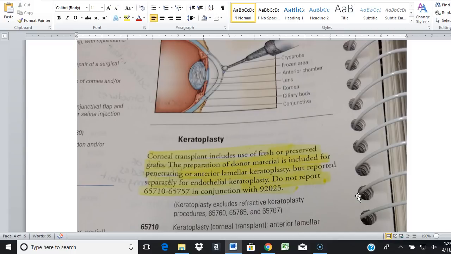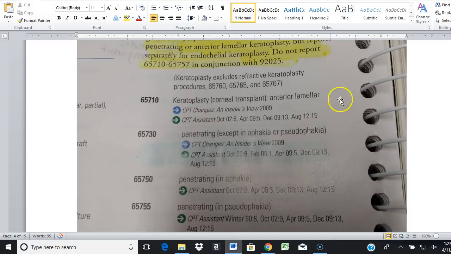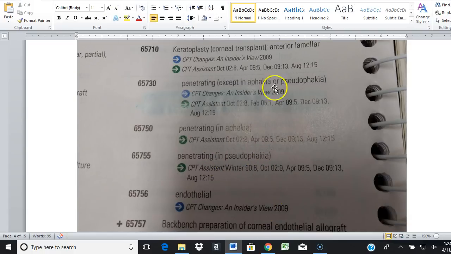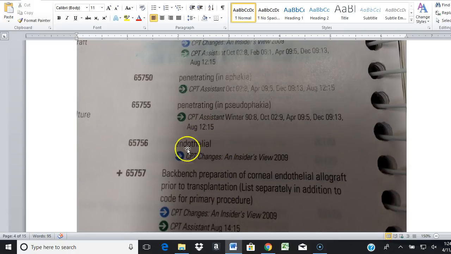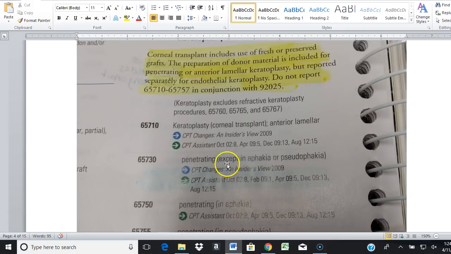So this means we are removing the cornea and we are transplanting the cornea. This is similar to an implantable contact. So they do this for a variety of reasons. We need to know what type they are doing. Is it an anterior lamellar? Is it penetrating? Except for aphakia or pseudophakia. Aphakia means they do not have a lens. Pseudophakia means they already have an implantable lens. We have penetrating in aphakia, penetrating in pseudophakia, which is why we can't code it here, because we have three separate codes, and the endothelial as well as the endothelial allograft.